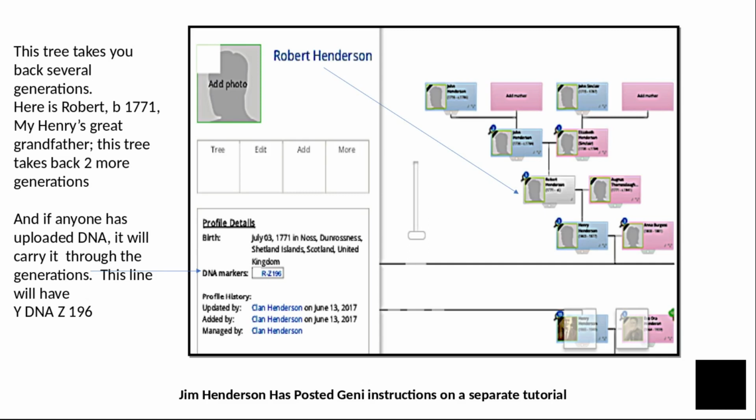Following on from our Henry, if we then expand the tree and take some suggestions, we see that on this slide we've moved back to Robert of 1771 and then 2 more generations beyond him. You also see that if any males in this tree have done a DNA test and put their DNA type in there, then it shows up and gives you the genetic marker that should describe your line. So in this case, this line of Hendersons should be Z196.